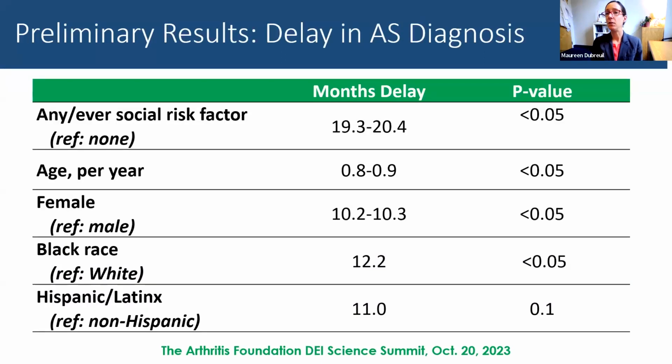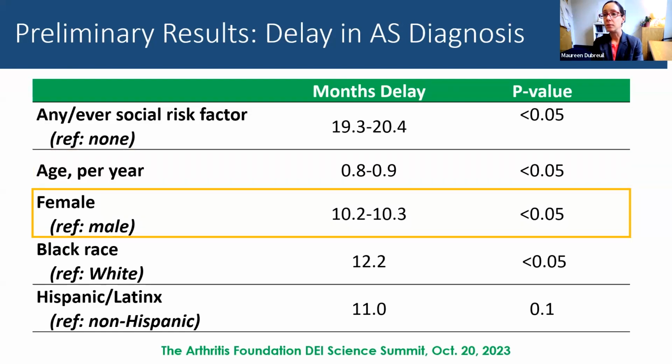So the preliminary results are shown here, and these show months delay in diagnosis related to the risk factor shown. This top row shows that if a person ever had the social risk factor of interest, their diagnosis of ankylosing spondylitis was delayed by 19 to 20 months. Per year of age, diagnosis was delayed by 0.8 to 0.9 months.